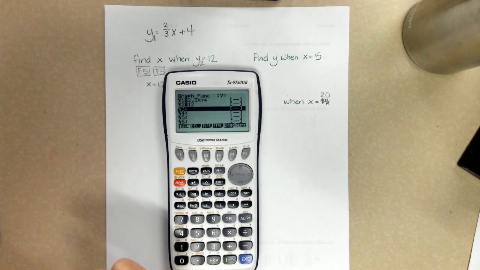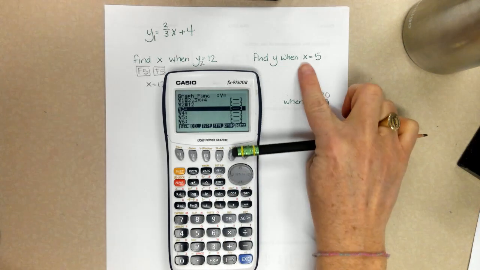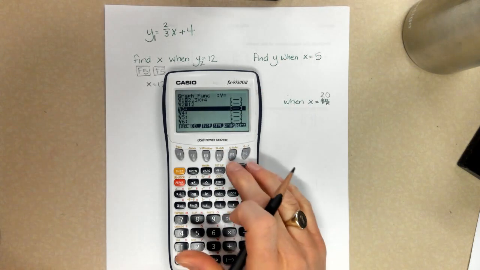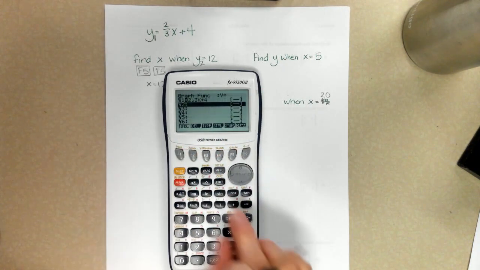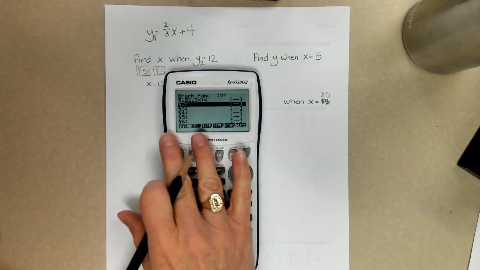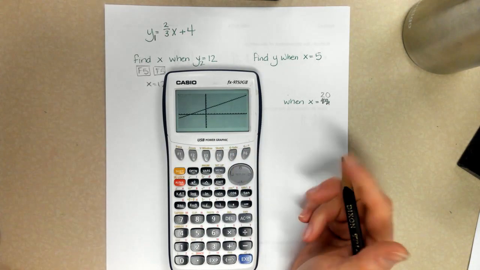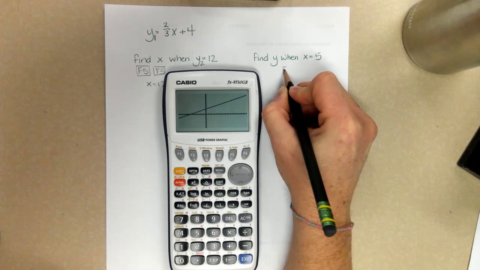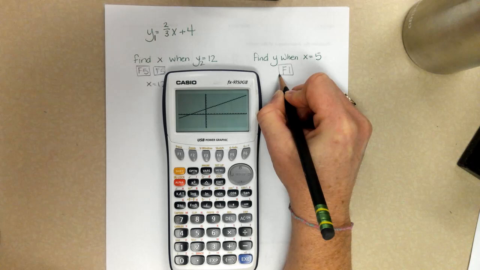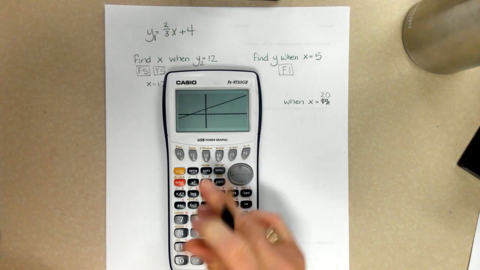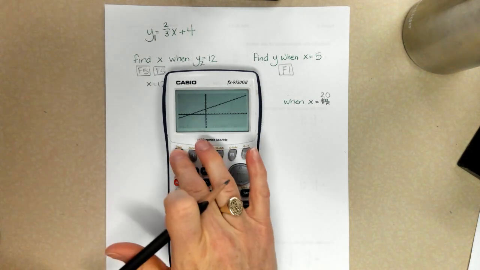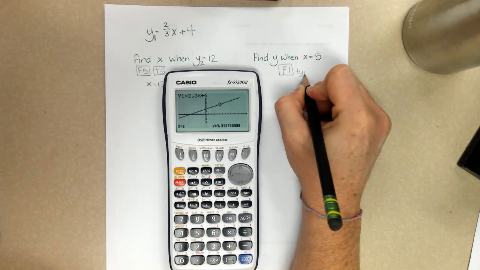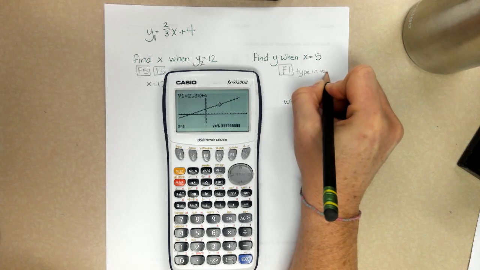Alrighty, exit. Let's remember how we find this if we're going to find y when x is a number. We don't need this 12 in here anymore. Let's delete it. Exit, delete, enter. Let's redraw it. Remember, to plug in an x value, you need trace, F1. And then just start typing. F1, 5, enter. So type in the value.